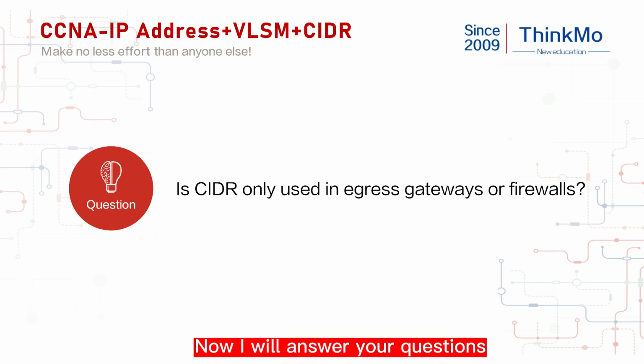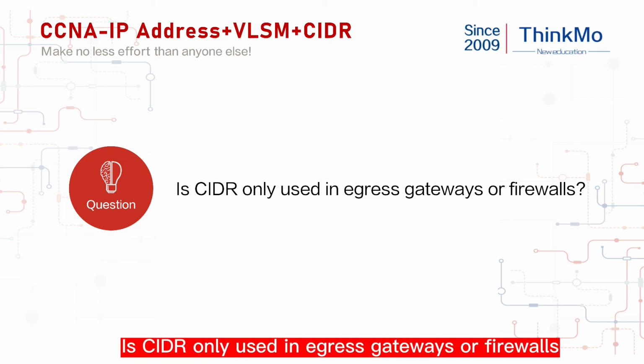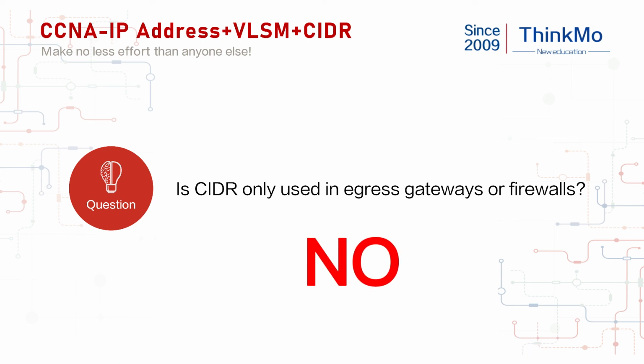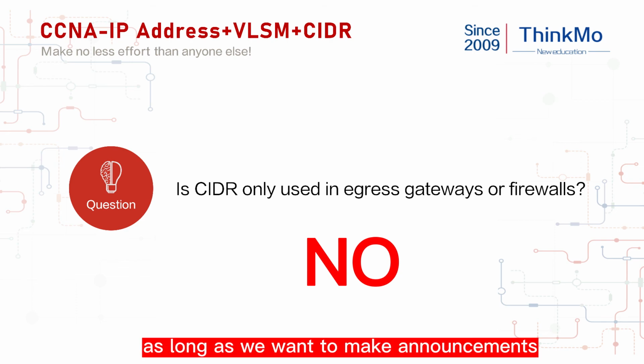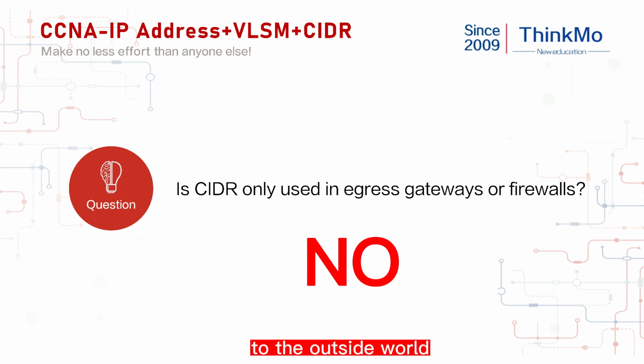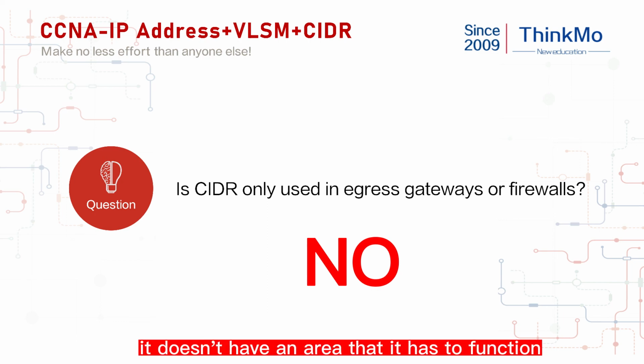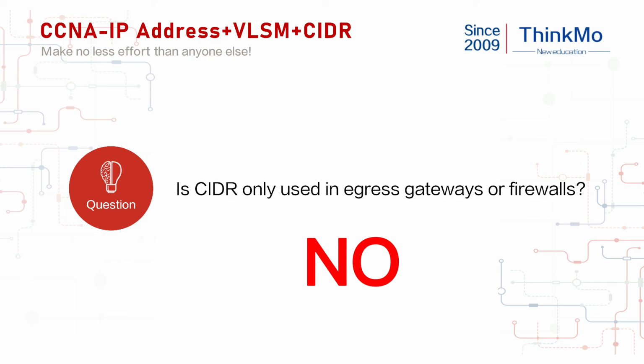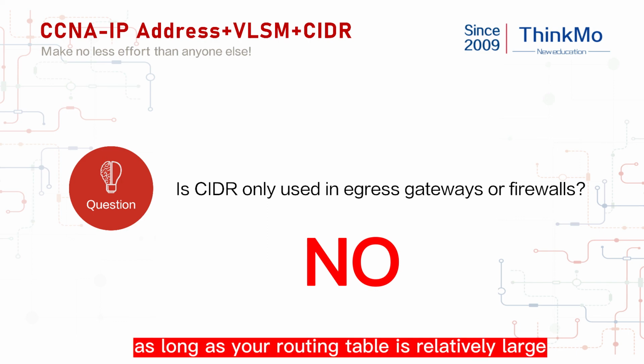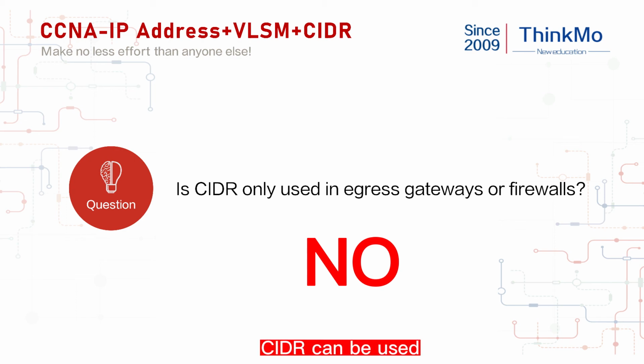Now I will answer your questions. Is CIDR only used in egress gateways or firewalls? No. Generally speaking, as long as we want to make announcements to the outside world, CIDR will be used. For a company's internal network, CIDR also has usage scenarios, but relatively fewer. It doesn't have an area that it has to function in. As long as your routing table is relatively large, CIDR can be used. It just gives you a scene.